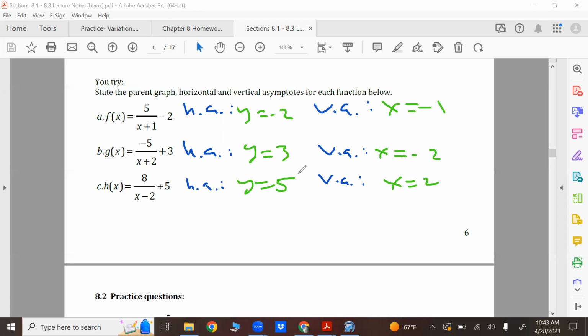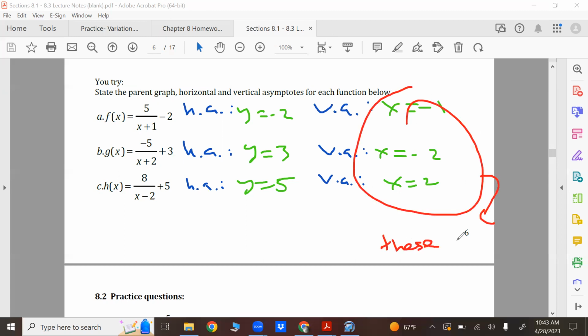So the VA on A would be negative infinity to 1 and then 1 to infinity? Right, and another thing to keep in mind: these are excluded x values. These are x values we can't have. You can't plug in -1 to this. You can't plug in -2 to this. You can't plug in 2 to this. That's why those are your VAs.